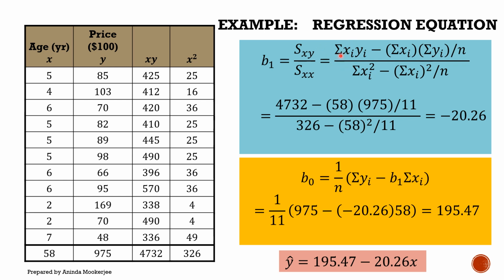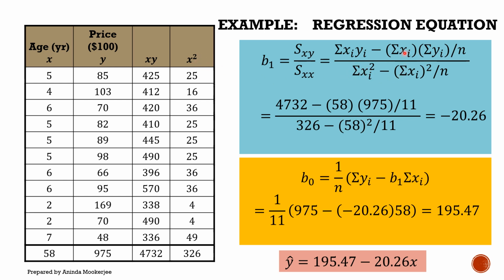So this is the formula: sigma x times y minus sigma x times sigma y divided by n, over S sub x, x, which is sigma x squared minus sigma x whole squared divided by n. To plug in the values into this formula, we essentially need just two more columns in this table. One is to calculate x times y, which we are going to plug in here for sigma xy, and another one to find x squared, which we are going to plug in here.